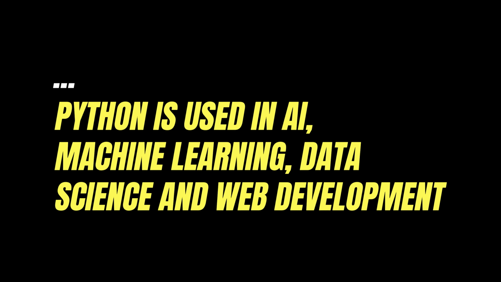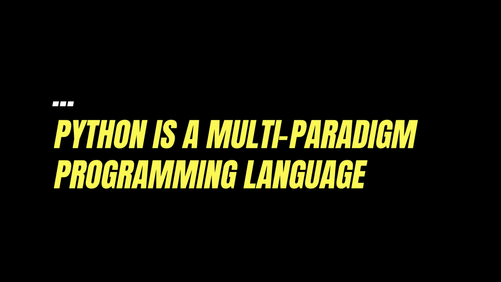Two, Python is a programming language used in AI, machine learning, data science, and web development. So this language is used in a wide variety of spaces. Three, Python is a multi-paradigm programming language. This means its programming methodology is dynamic, adopting object-oriented, procedural, or functional programming paradigms.